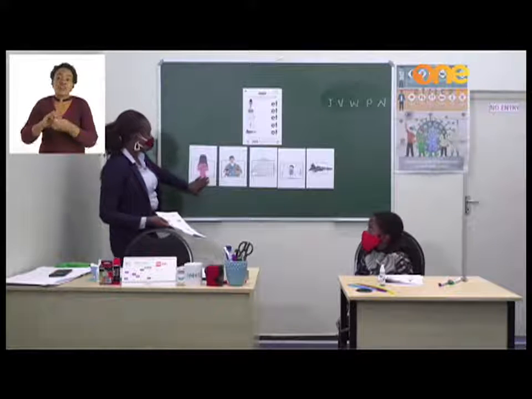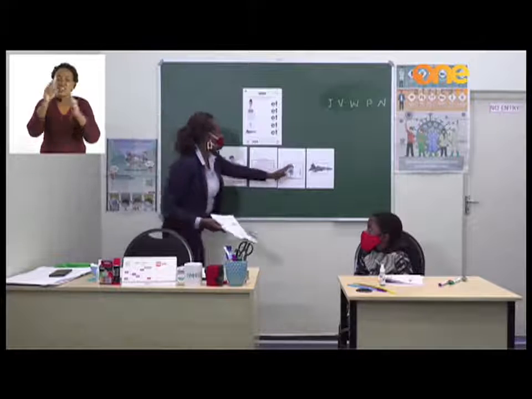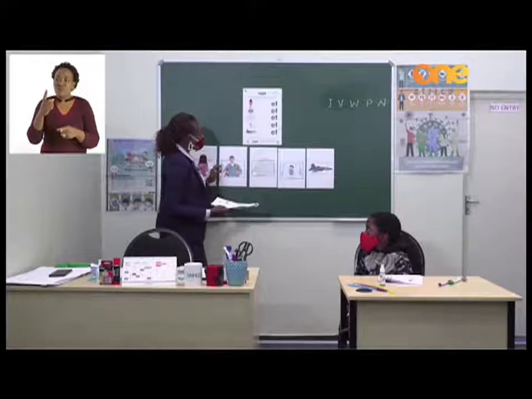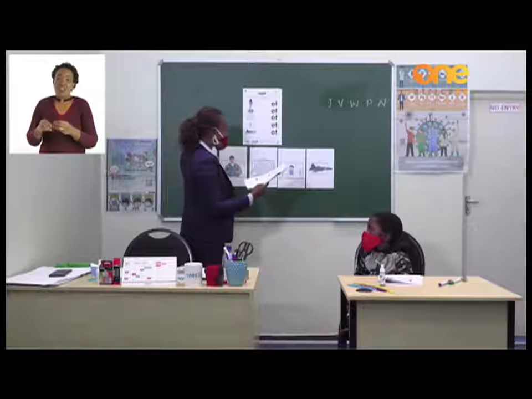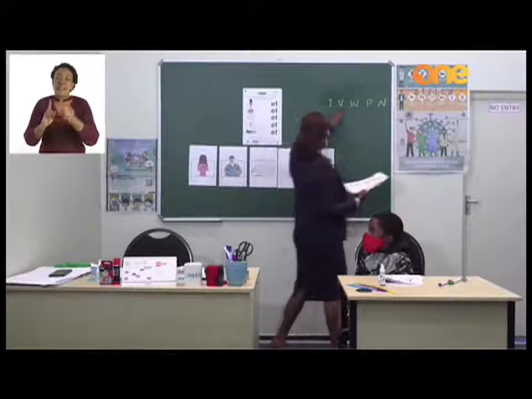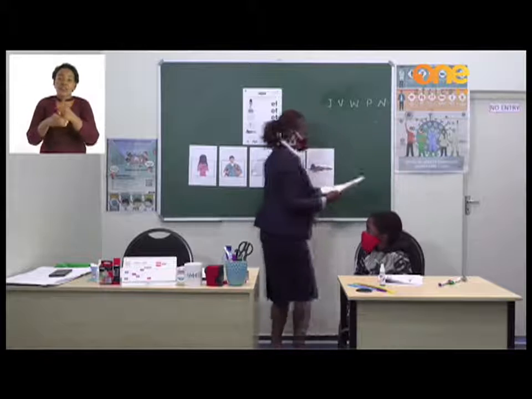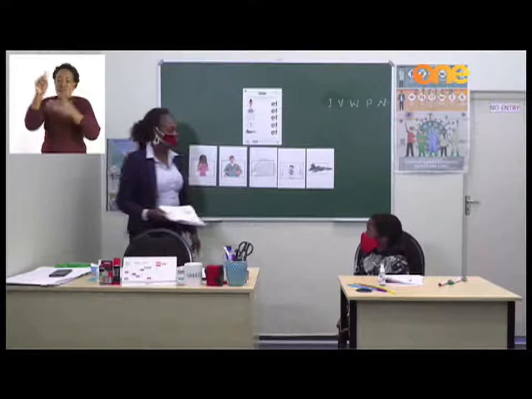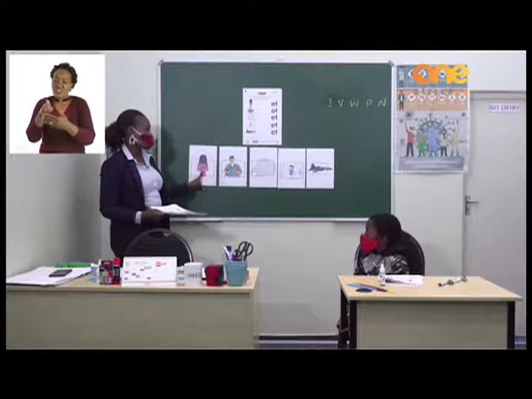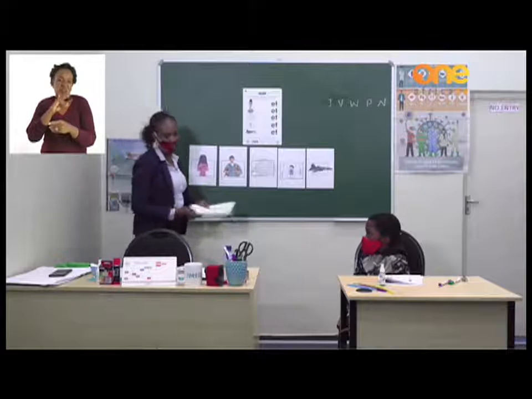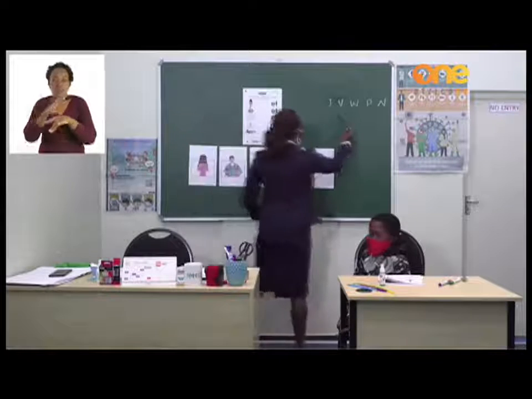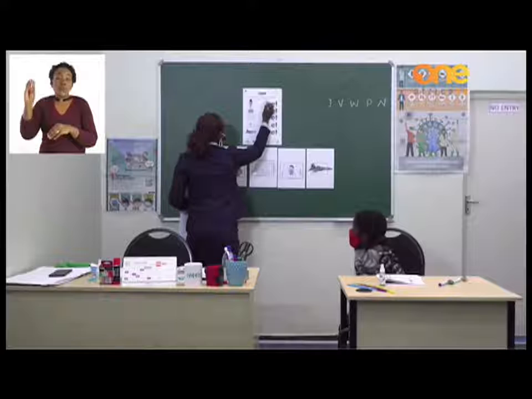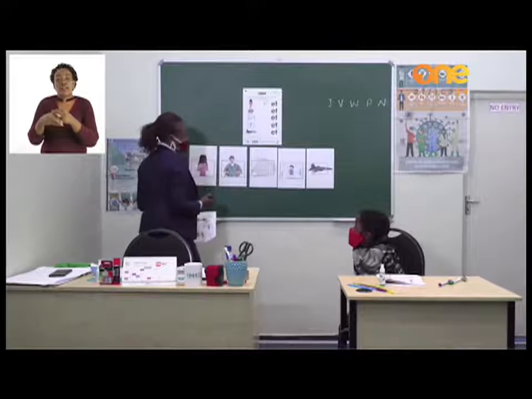As you can see, I have different pictures here. So we want to form words by replacing the beginning sound with one of these letters. Okay. We have this. What is it? It's a pet. So we come and check here. Do we have P for pet? Yes. We put P, then it will be a pet.